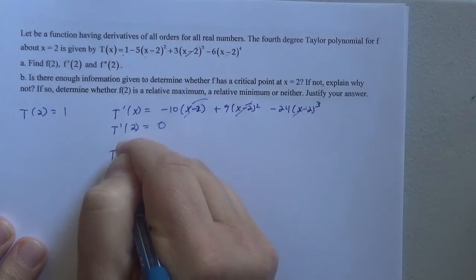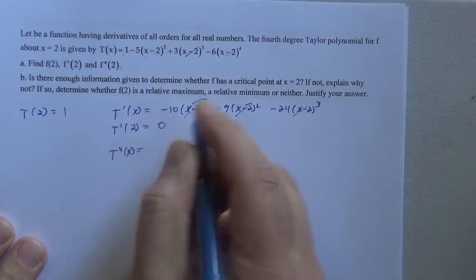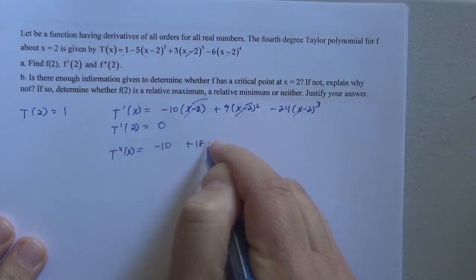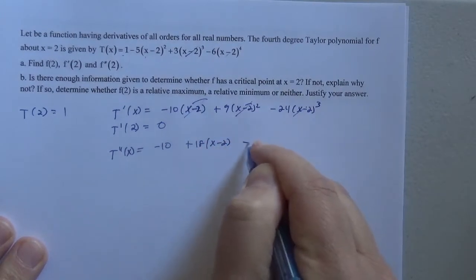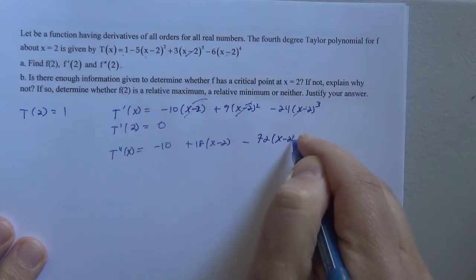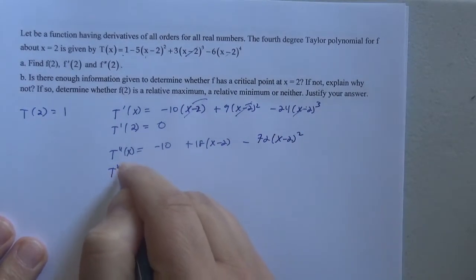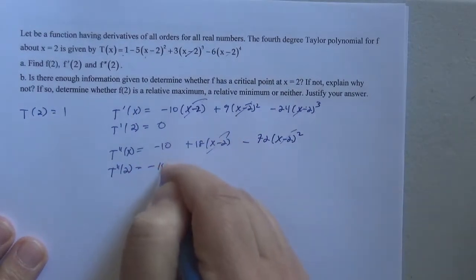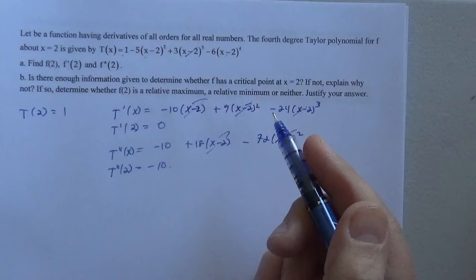Now I want to take the second derivative of t. So that's just going to be negative 10 plus 18(x minus 2). What's that, 72? Doesn't really matter. So t prime prime of 2, this is going to go to 0, that's going to go to 0, I'm left with negative 10. Okay, very exciting.